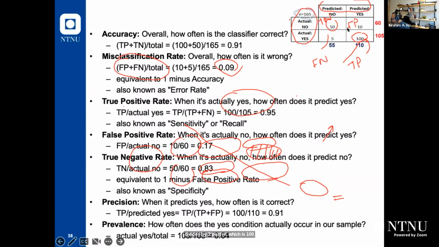False negative, because in fact it is positive, but it is predicted as negative, right? But it is actually positive. So it's the true positive divided by total positive cases, right? So it will be this number divided by this number. So this is recall.